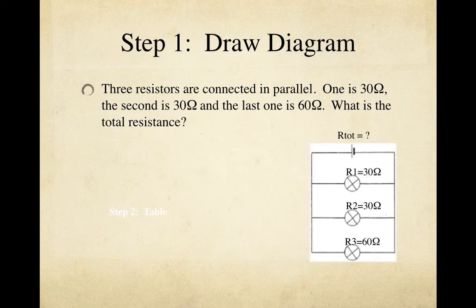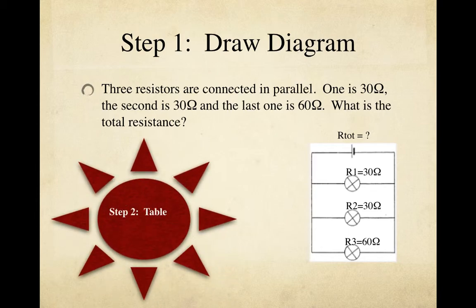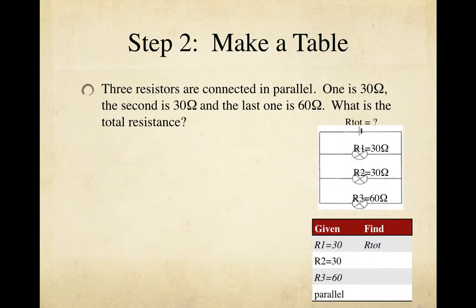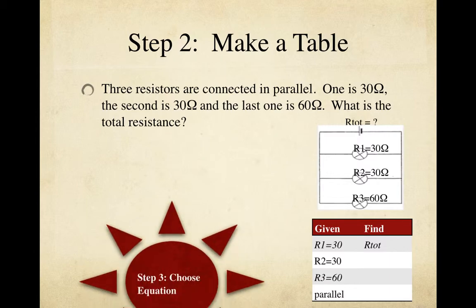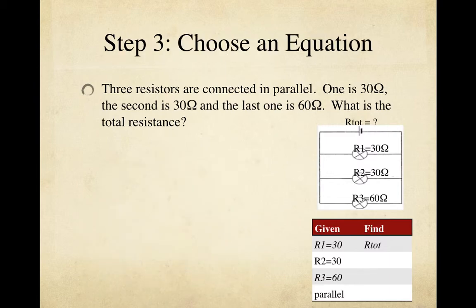So now the second step is make a table. And that's what we're going to do next. We've got all the resistance values. We know it's a parallel connection. And we're looking to find our total. So let's organize that in a table. Here you can see below on the left side of the table I've got all the things that I've been given, and on the right side of the table I've got what I'm looking for. So what's the next step? Oh yeah, we've got to choose an equation.